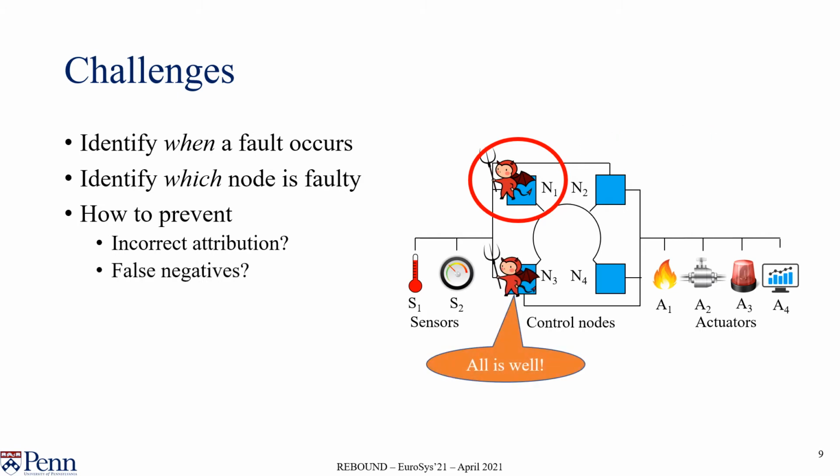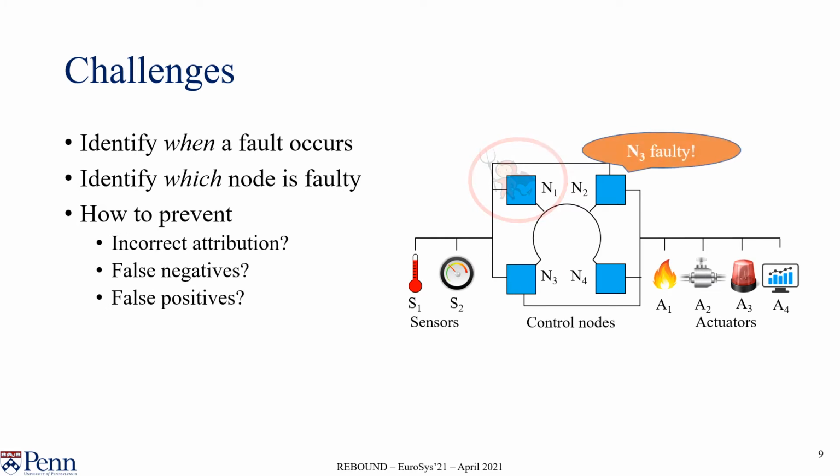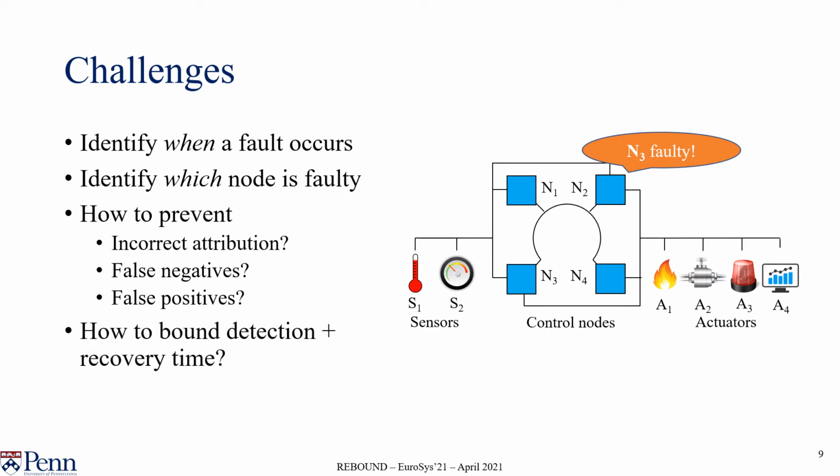We also need to prevent false negatives, in which adversaries could work together to make the system believe all is well when, in fact, there are compromised nodes present. We also need to prevent false positives, in which there are no faulty nodes in the system, but a healthy node believes another node to be faulty. All of this we need to do while ensuring we can guarantee that we will have a bound on the detection and recovery time, even if an adversary tries to delay the detection or recovery of the system.